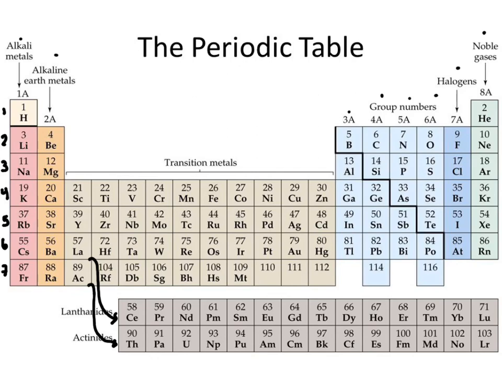And we'll look at the end of this chapter, we'll look at some trends in the periodic table. Once we understand the structure of the atom better and all these things, then the trends in the periodic table will make a lot more sense.